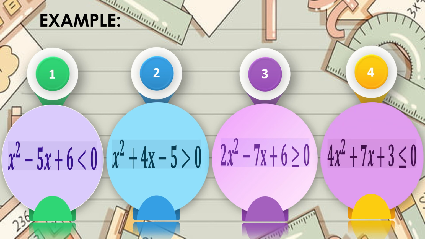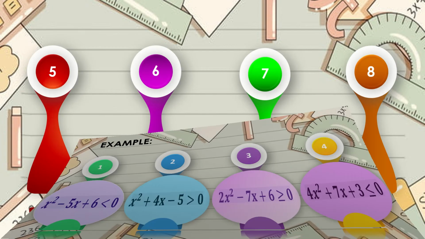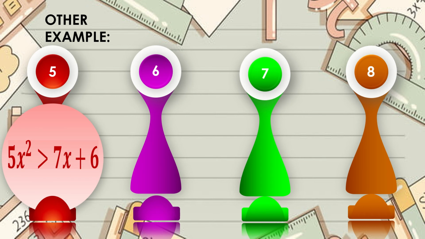Number 4, 4x squared plus 7x plus 3 is less than or equal to 0. Second degree polynomial and it uses the inequality sign which is less than or equal to. Let's have more examples. Number 5, 5x squared is greater than 7x plus 6. Since it is not in standard form, it is also a quadratic inequality. We can transform it into standard form, which is 5x squared minus 7x minus 6 is greater than 0, because we transpose 7x and positive 6 to the left side, so it will become negative 7x and negative 6.